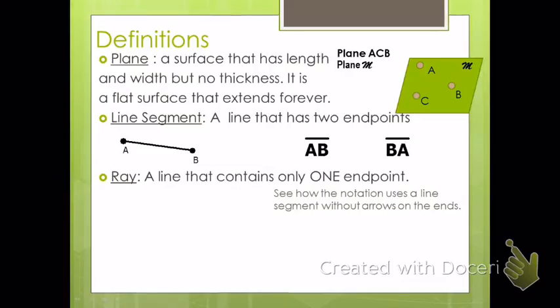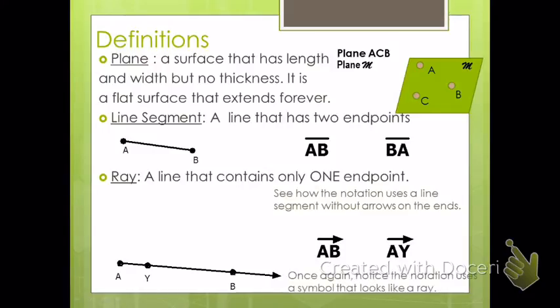A ray, a line that contains only one endpoint. So we start out at point A and then we go on forever and ever. And we would denote that. A little miniature street sign would look like such. We could also say ray AY. Notice that the A is the beginning point.